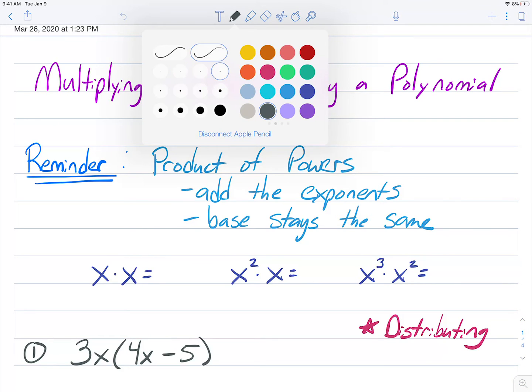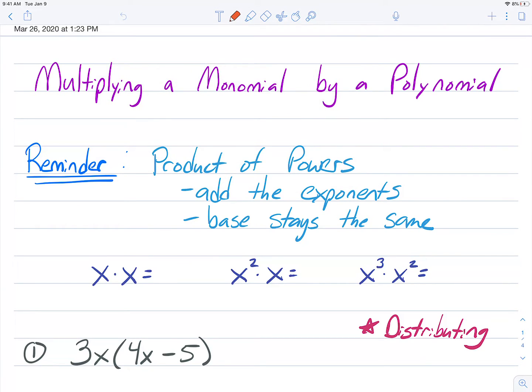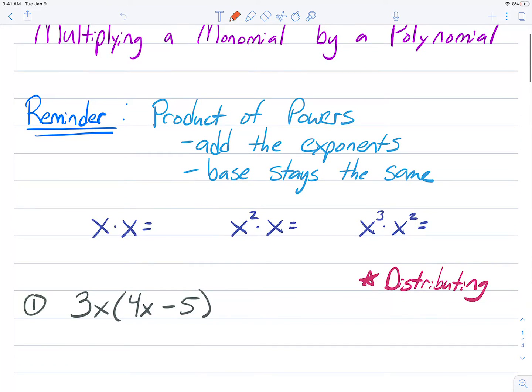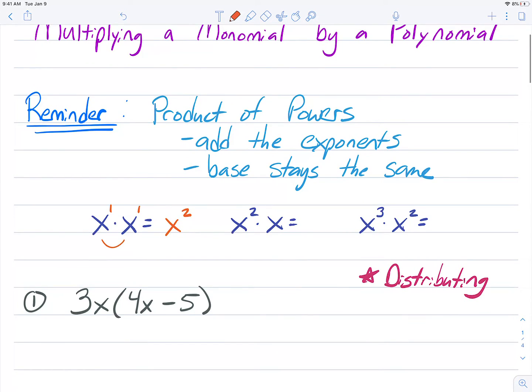So a couple of really quick reminders. We're going to be dealing with the product of powers, which means that we are going to be adding the exponents and the base is going to stay the same. So for instance, if I were multiplying x by x, that's x to the second power, because if there isn't an exponent, it's like that little invisible 1. So my x's stayed an x, and I added my exponents, and 1 plus 1 is 2.